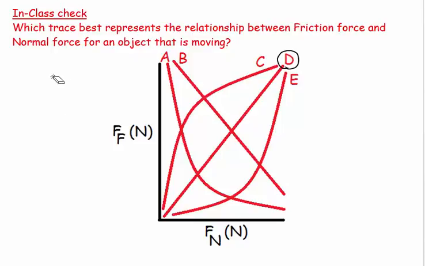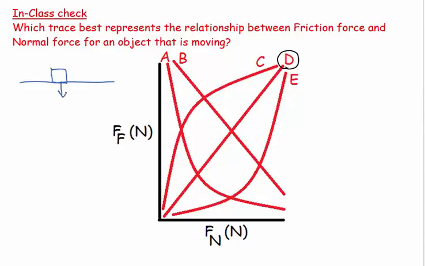Welcome. So in this question it says, which trace best represents the relationship between friction force and normal force for an object that is moving? So let's get our visualization sorted out. Here's an object and we're just going to assume the simplest thing: it's moving. It's got a certain velocity.